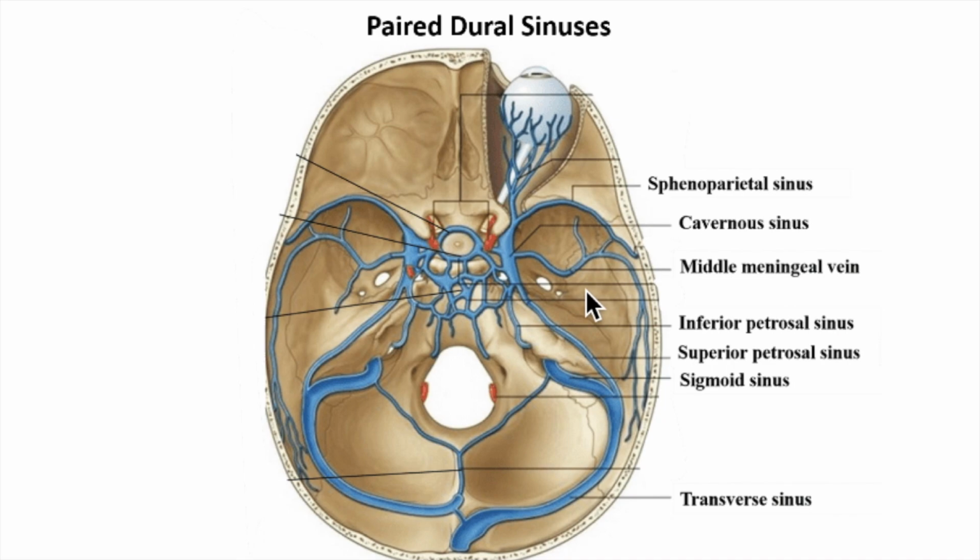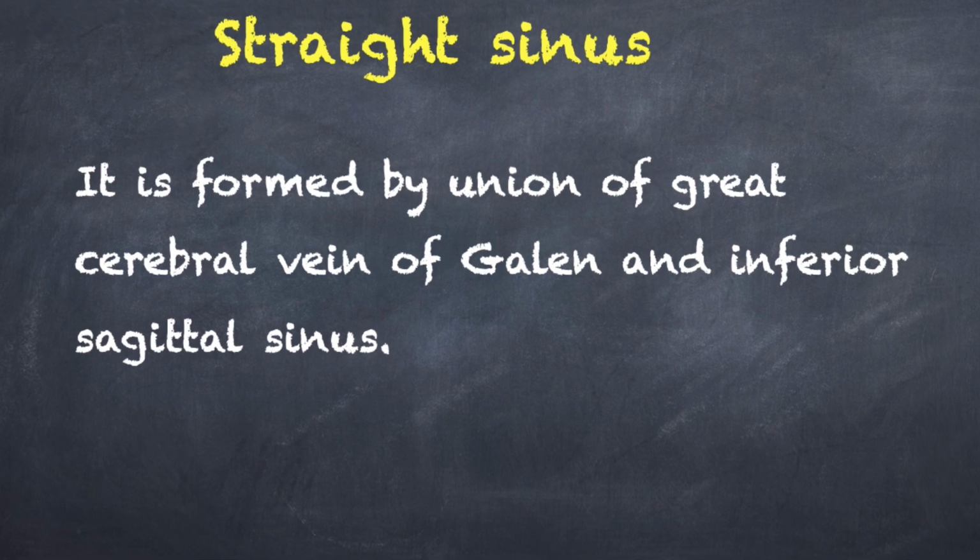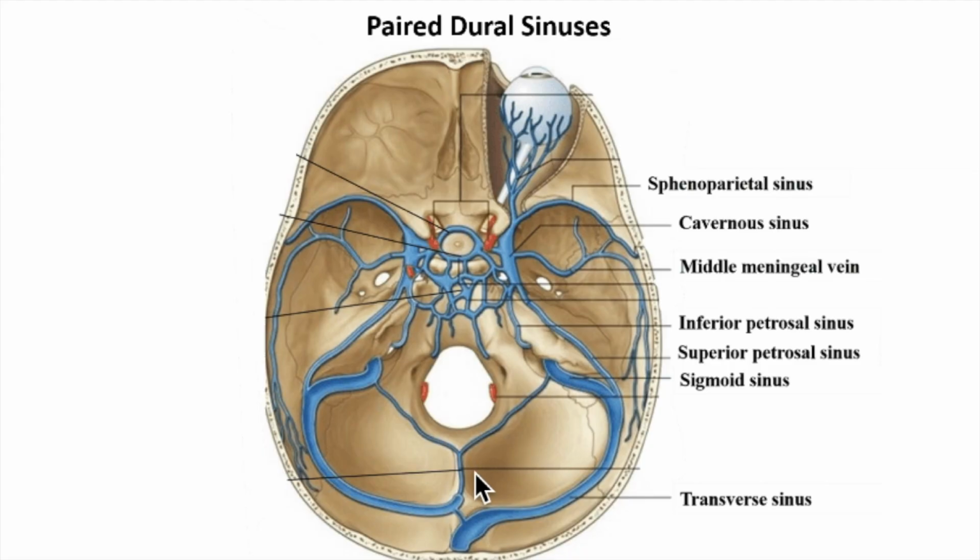Among so many sinuses, some sinuses are very important. Taking the straight sinus, it is formed by the union of the great cerebral vein of Galen and the inferior sagittal sinus. That is the important thing.